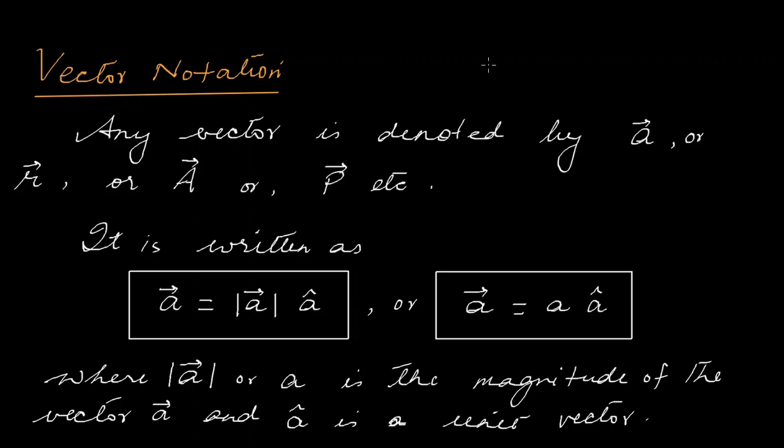Some books simply write, let's say, a vector R like this. This also can represent a vector, but more strictly speaking, this is the average. So it is better for us to write the arrowhead as well. Understand? So it is written as A bar is equal to A bar modulus.